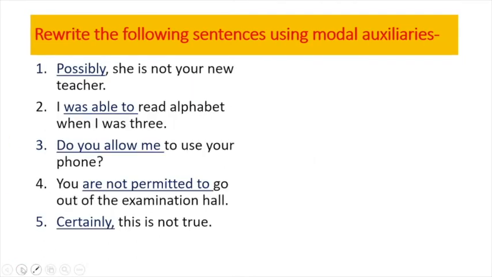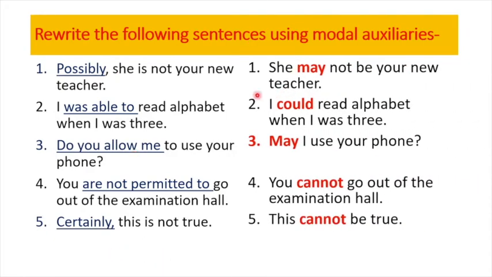Now let us see the answers. First is, possibly she is not your new teacher. Now pay attention to the word possibly. That means it expresses possibility. Let us see the answers. For possibility we use may. So the answer is, she may not be your new teacher.